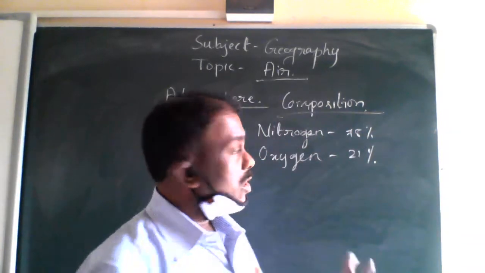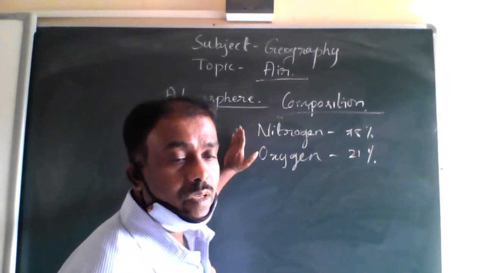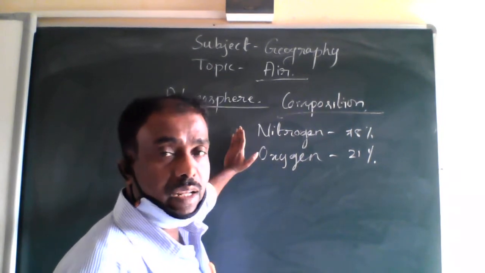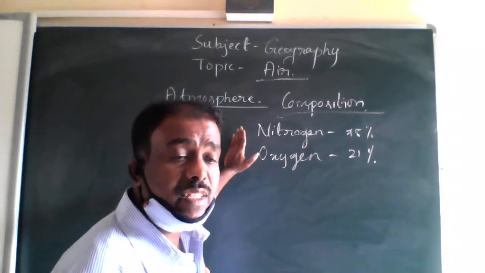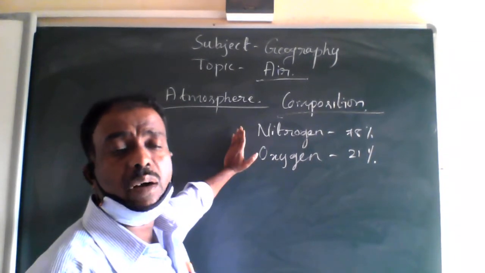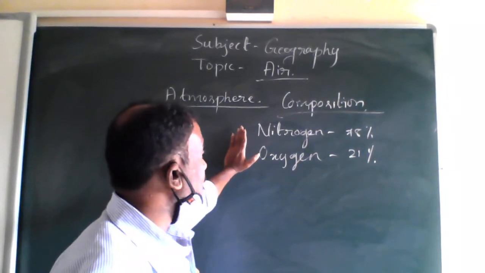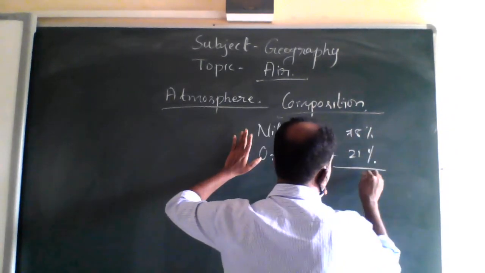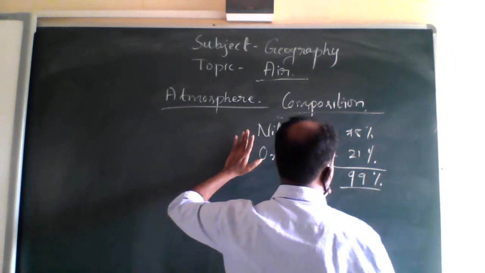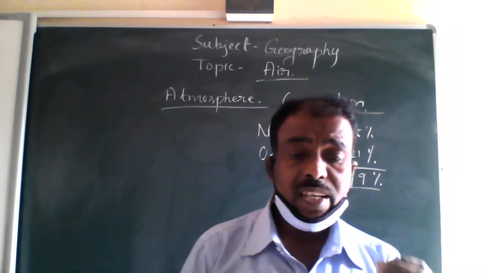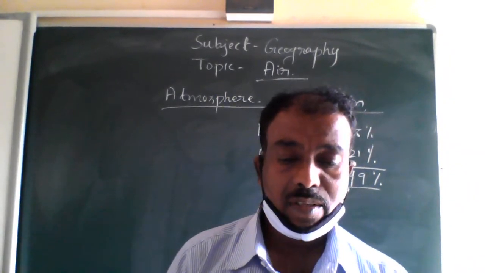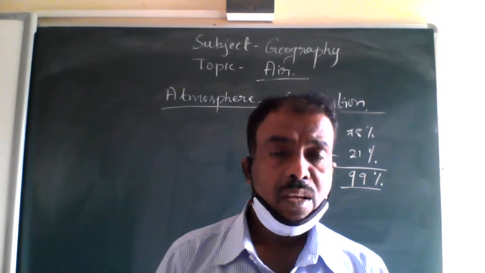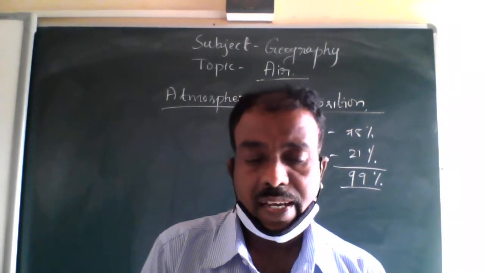Of course, dear students, even though the atmosphere is a mixture of gases, the amount of nitrogen and oxygen, these two gases, make up the bulk of the atmosphere. Nitrogen 78% and oxygen 21%, together about 99%. Especially the nitrogen amount is very huge, about 78%. So what about other gases?